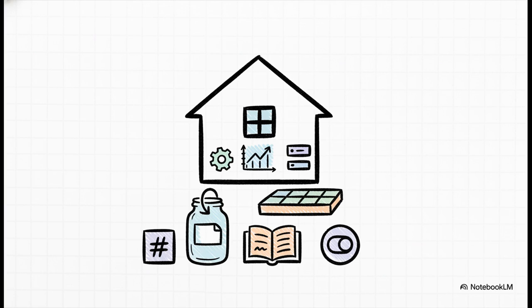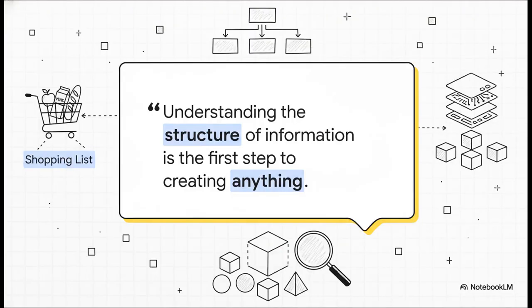The key takeaway here is that once you understand these core ideas, you've already taken a huge step toward understanding how software thinks. It isn't magic, it's just the art of organizing simple pieces of information in some really clever ways. Ultimately, understanding the structure of information, that's the first step to creating anything, whether it's a simple shopping list or a really complex application. What looks complicated on the surface is almost always built from these simple, elegant building blocks we just explored. What will you see differently now?